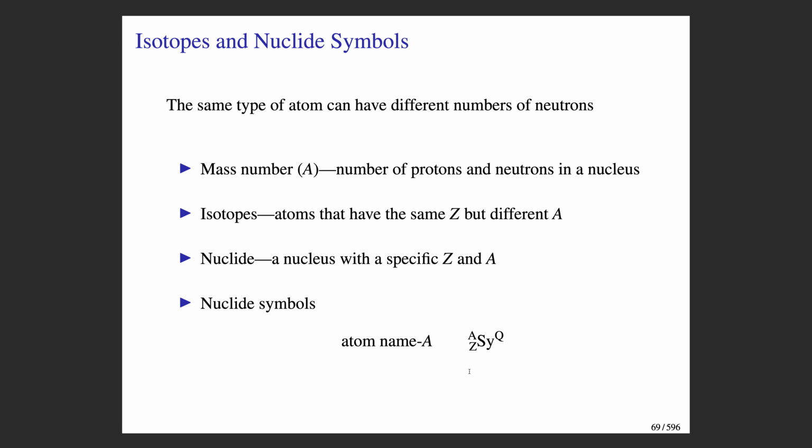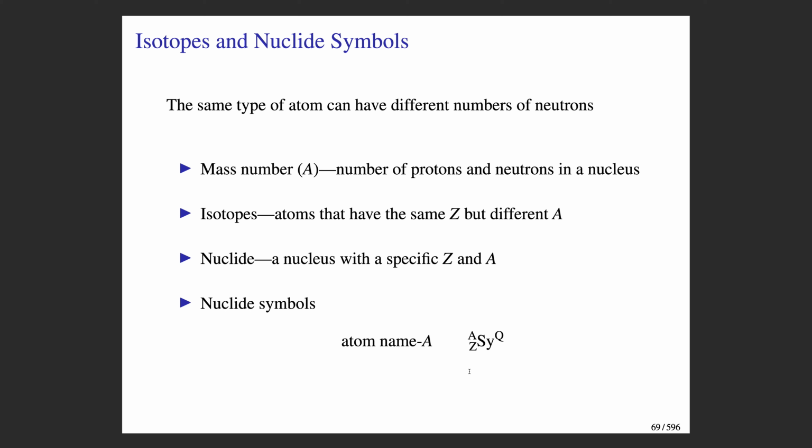Let's talk about isotopes next. The same atom can have different numbers of neutrons in the nucleus. What we call the mass number is the sum of the number of protons and neutrons in a given nucleus. We call atoms that have the same atomic number but different mass numbers, that is, different numbers of neutrons, isotopes. So there are different isotopes of a given element.